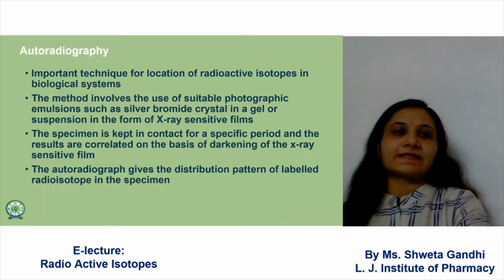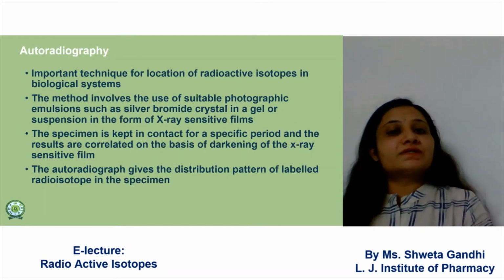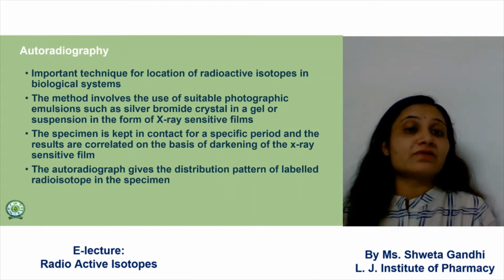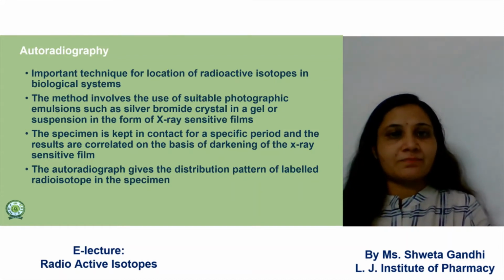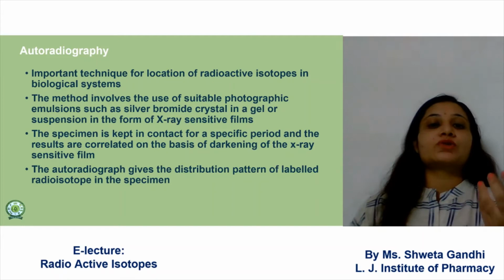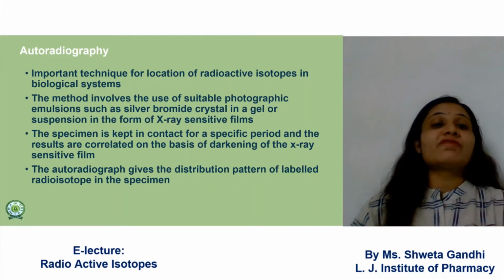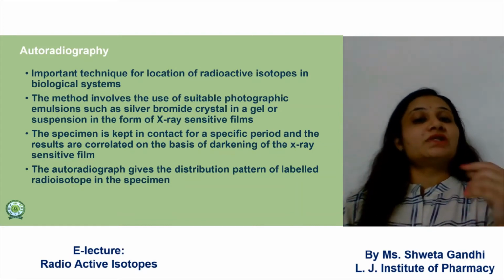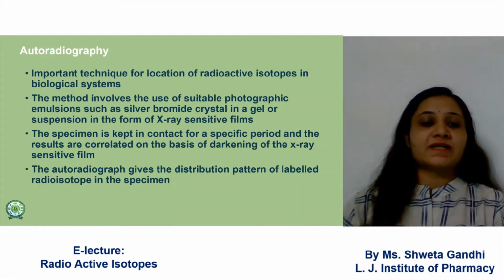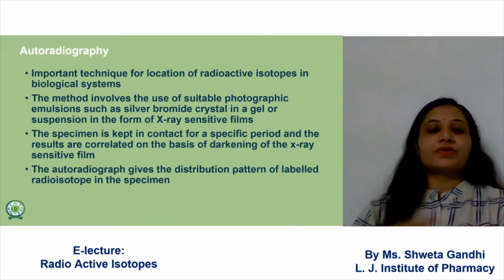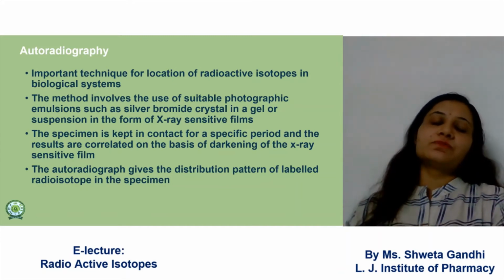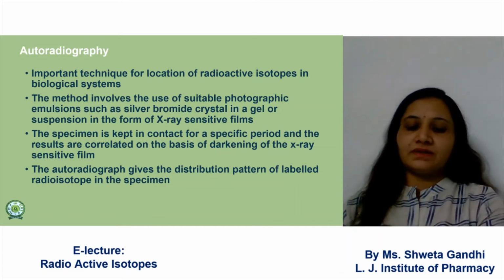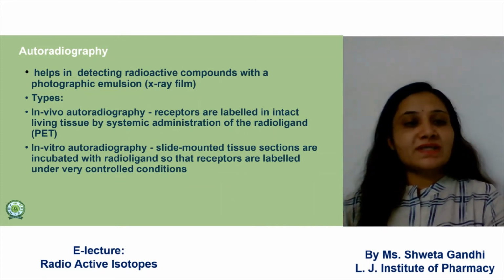Autoradiography. It is a technique for locating radioactive isotopes in a biological system. In this method, as the name suggests, photographic emulsions such as silver bromide crystals in a gel or suspension, in the form of X-ray sensitive films, can be used. This autoradiograph gives the distribution of the radioactive label in the specimen or the sample.